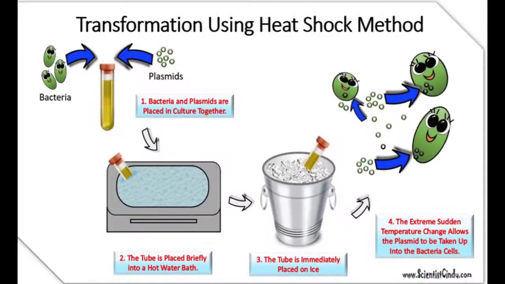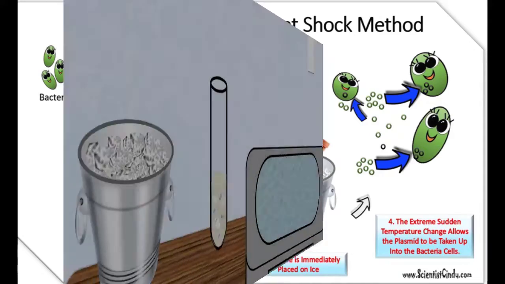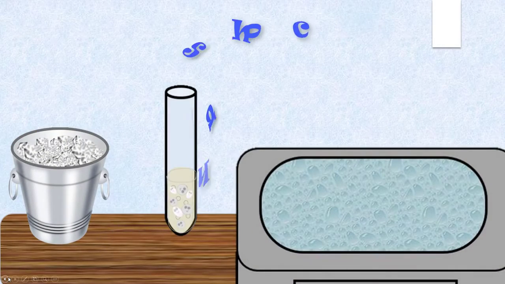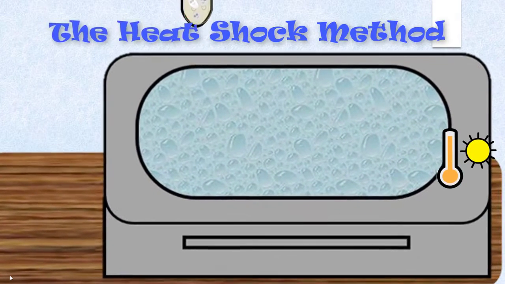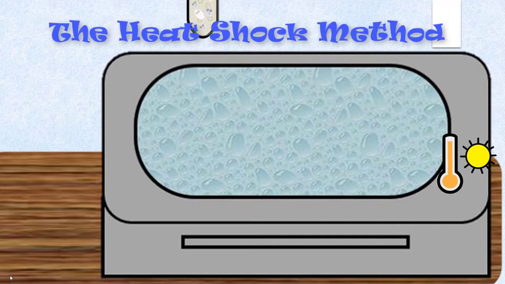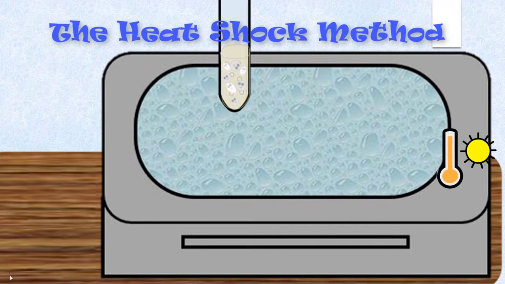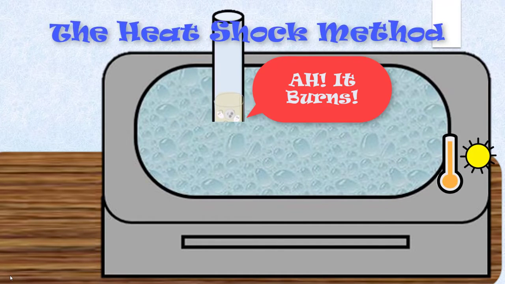Transformation can also be induced in a lab. There are several methods used in laboratories to induce competency. One of the most popular and easiest ways to induce competency in bacteria is the heat shock method. Heat shocking involves exposing bacteria to a moderately high temperature for a brief amount of time.